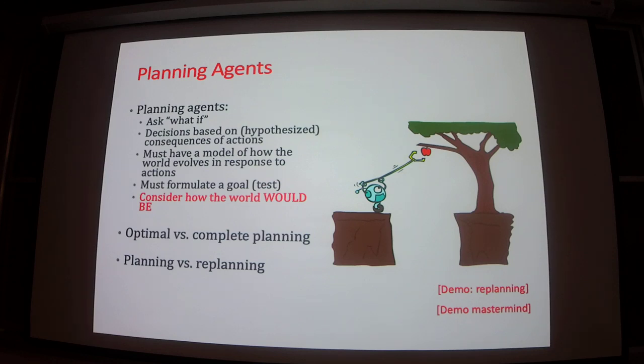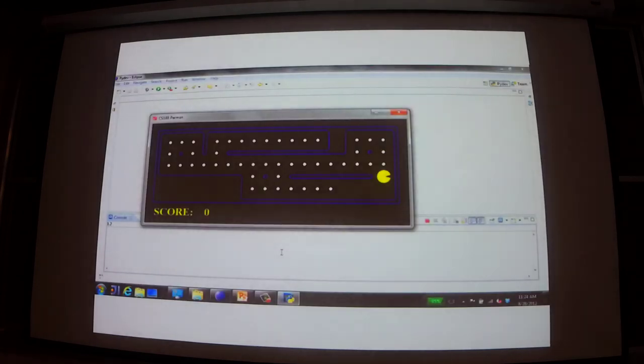Okay. There's also this notion of planning versus replanning. So an agent may plan its entire set of actions in advance in order to solve the problem. Or it may look into some short time horizon in the future, execute those actions, and then replan as it goes, right? So let's look at kind of what that might look like in this same Pac-Man world.